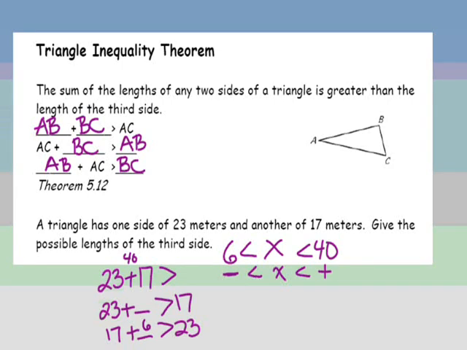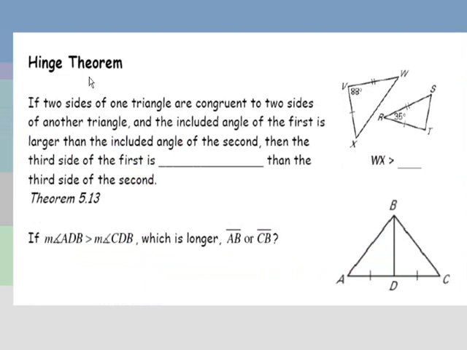Remember that. Okay, so now we're going to talk about Hinge Theorem, and Hinge Theorem goes back to the concept that angles and the side opposite them are related. The Hinge Theorem simply states if two sides of one triangle are congruent to two sides of another triangle, so this side's congruent to this side, and this side is congruent to this side, and the included angle of the first is larger than the included angle of the second, so now we're talking about what's true of the side opposite those.